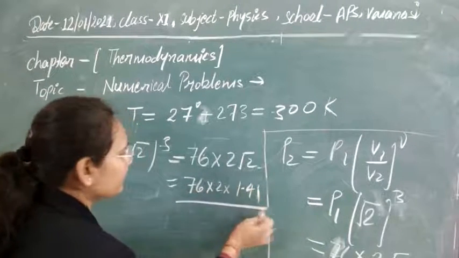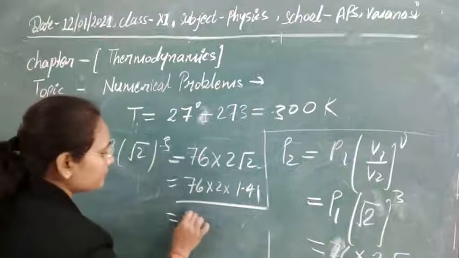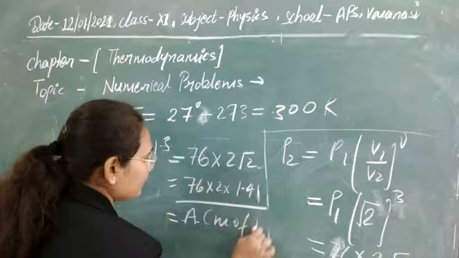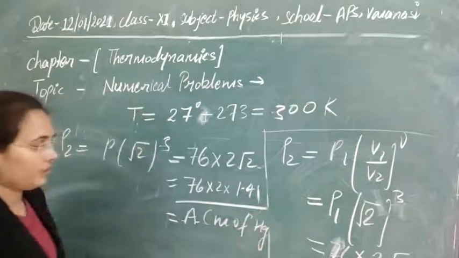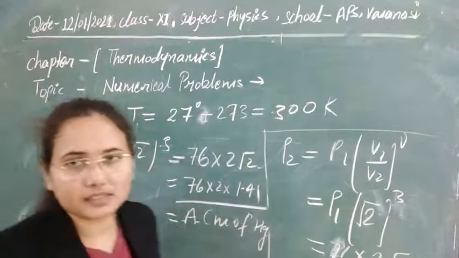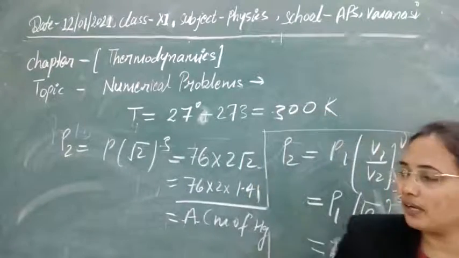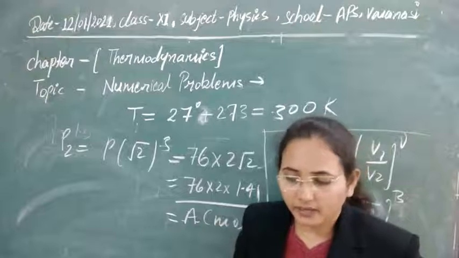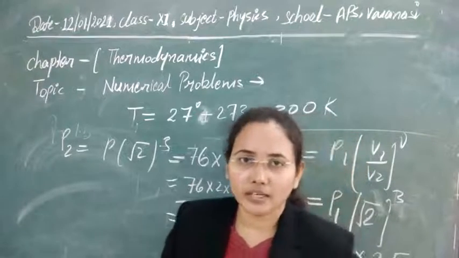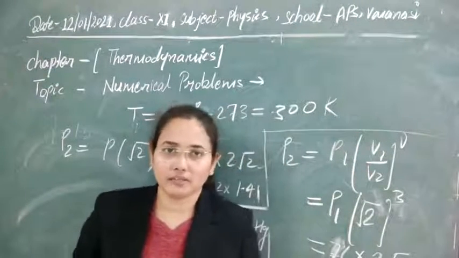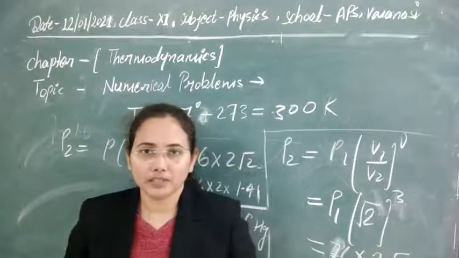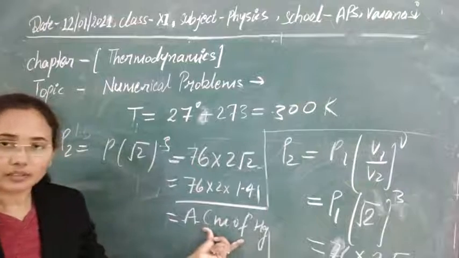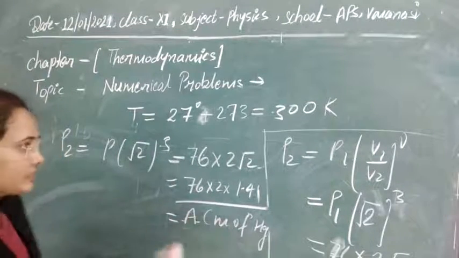So just solve this equation, and whatever we get here, suppose A. So this centimeter of mercury is the pressure of compressed air after compression. So in this way, students, in any thermodynamic process you can calculate the value of pressure, temperature and other quantities that change after the compression or expansion of the gas. So one thing that we have calculated is the pressure of the gas after compression.